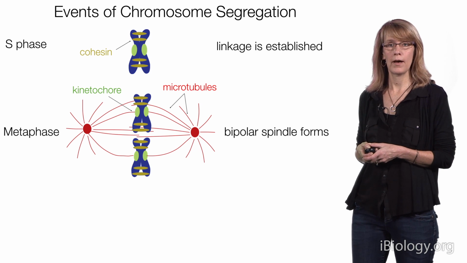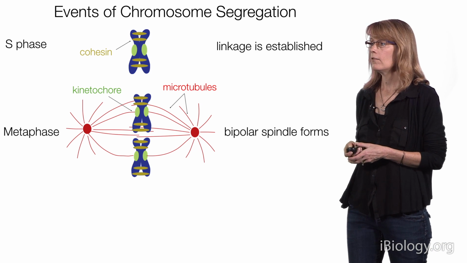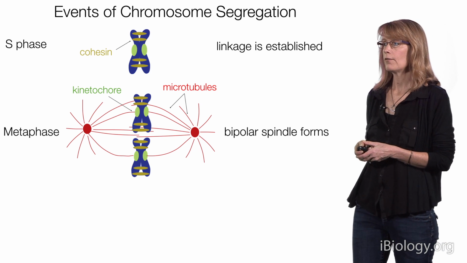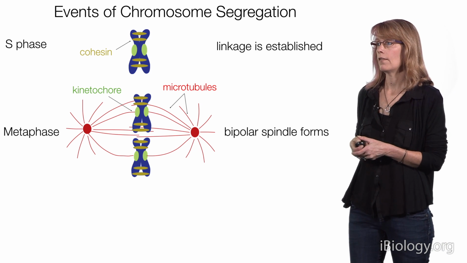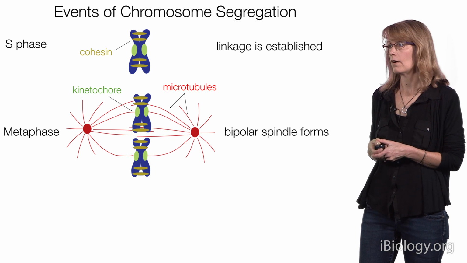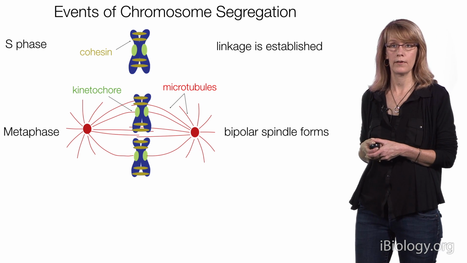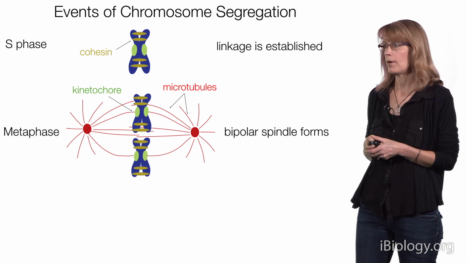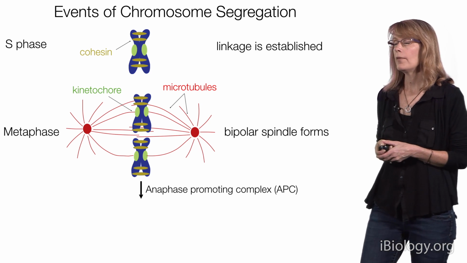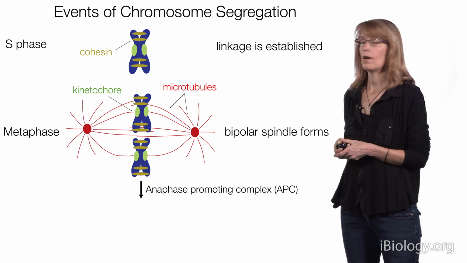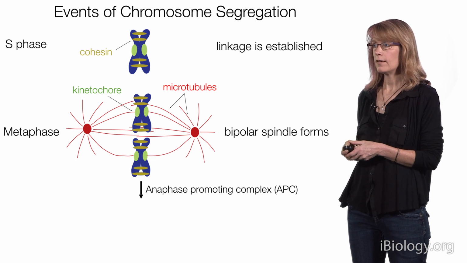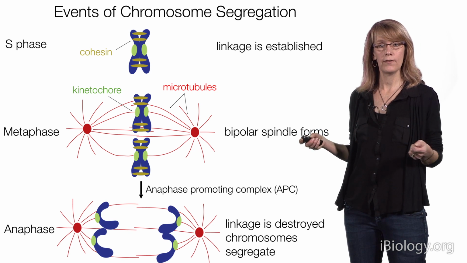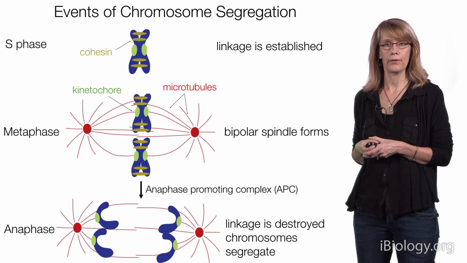At metaphase, a bipolar spindle forms, and this is due to the microtubules that emanate from the spindle poles, and some of those capture a locus on the chromosome called the kinetochore. We're going to talk about the kinetochore in depth today. Once every pair of chromosomes is properly captured by microtubules, a complex called the APC, or anaphase promoting complex, is activated. It cleaves cohesin so that the linkage is destroyed, and that allows the microtubules to physically pull those chromosomes to opposite poles at anaphase.